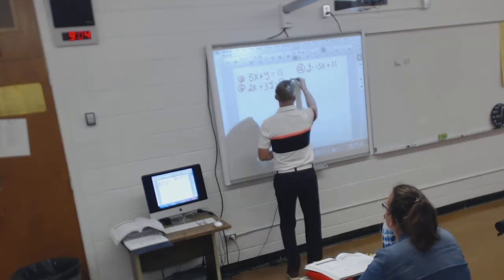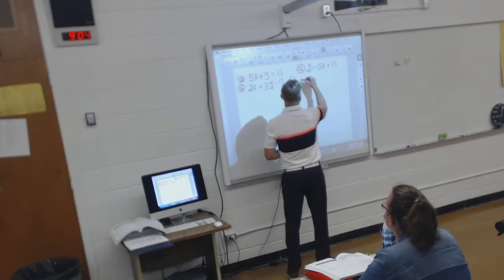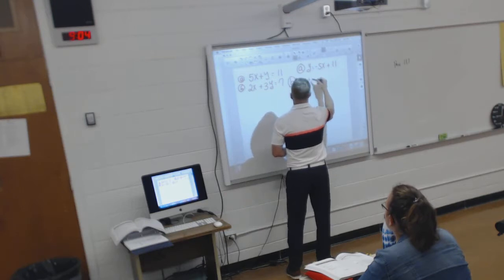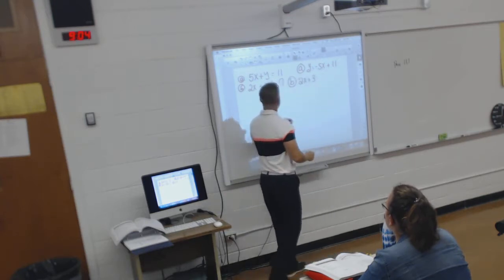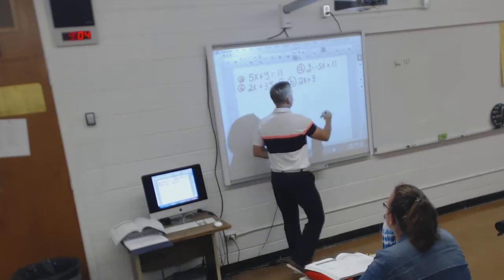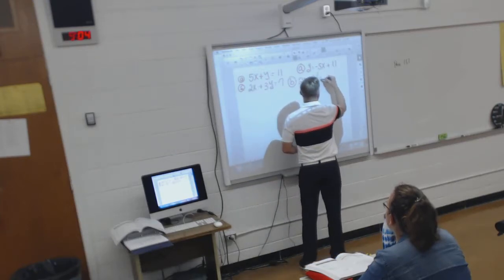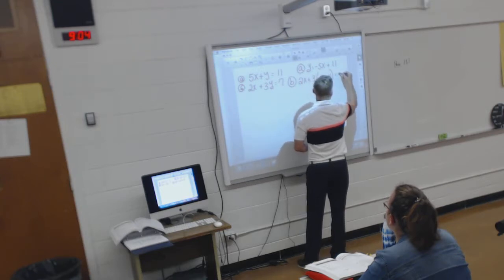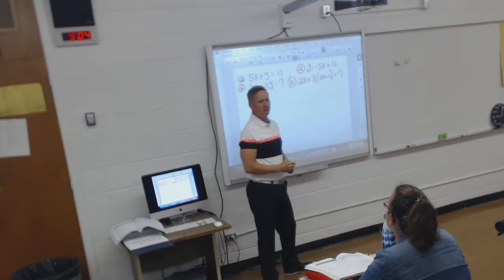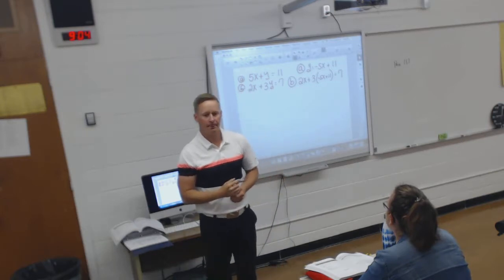So I take equation B, 2x plus 3. Now instead of y, I'm going to put in minus 5x add 11, equals 7. Okay?